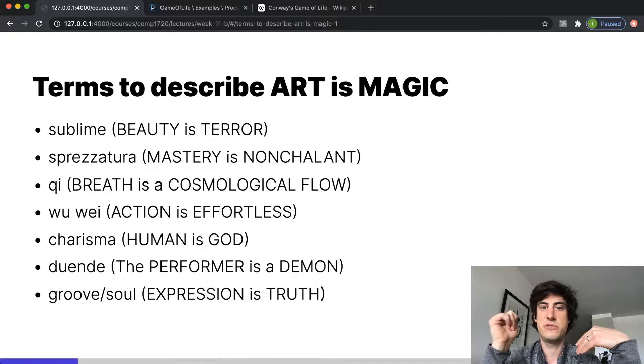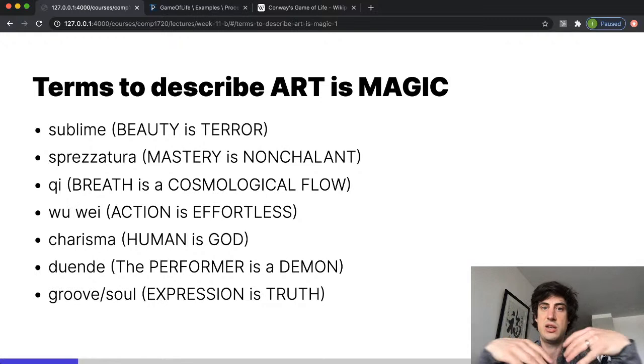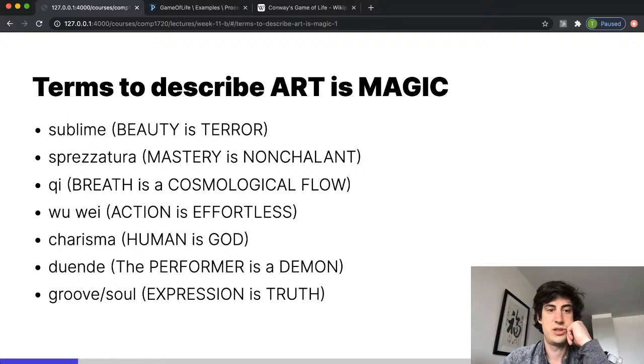So let's look at Duende. The performer is a demon, so the human person becomes equivalent with demon. In groove or soul, expression is truth. Okay, so even though we know that those two terms aren't exactly the same, we know that there is something that overlaps and is shared with them that then allows this to be a metaphorical concept that allows us to filter the qualities of one over onto the qualities of another.